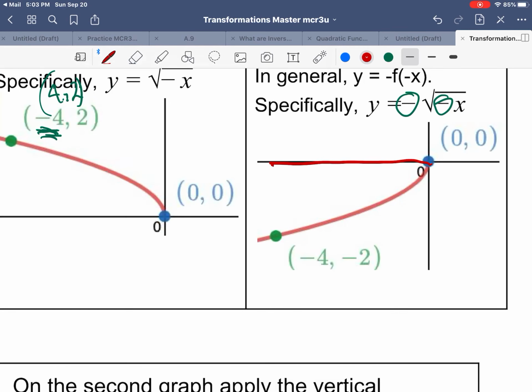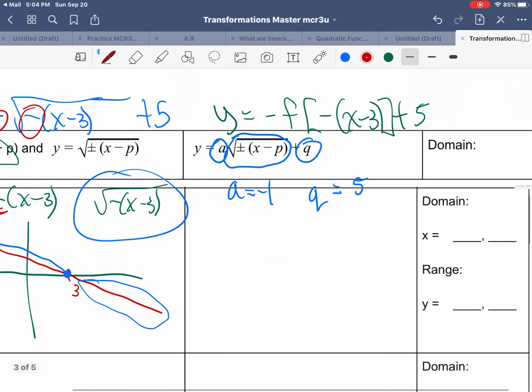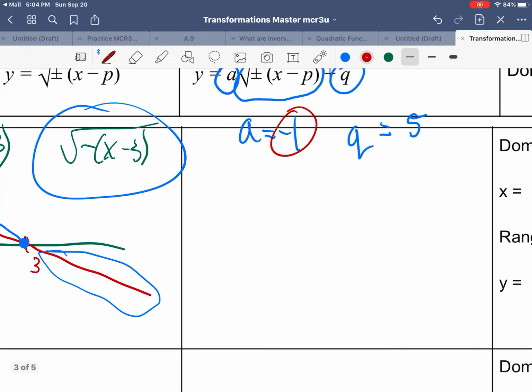So I know I go over by 4 and I go down 2, unless the A value is different from 1. But in this case, since it's -1 for A, that means it's still going to be 4 over and 2 up or down. In this case, 2 down. Okay, so let's draw this.